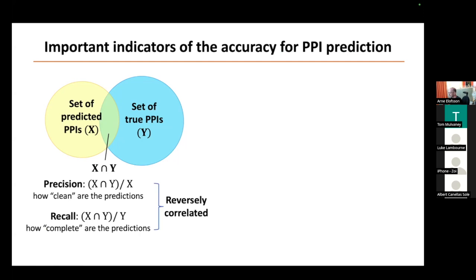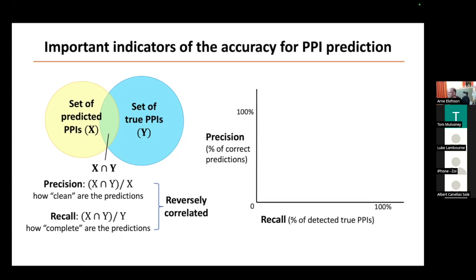So then to quantify how large the overlap is, you can divide this overlap by the number of predictions. That gives you the so-called precision. That is how clean, how accurate your predictions are. And meanwhile, you can also divide this overlap by the size of the true PPIs. So that will indicate how complete your predictions are. These two features are usually inversely correlated, so it's hard to do very well on both.